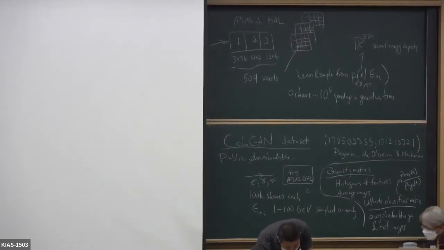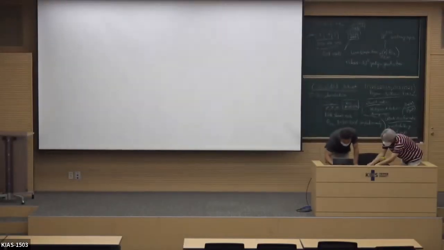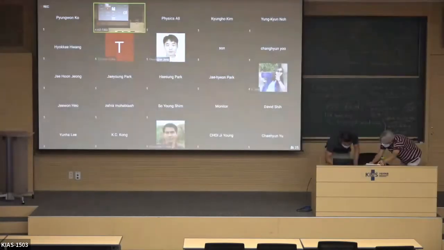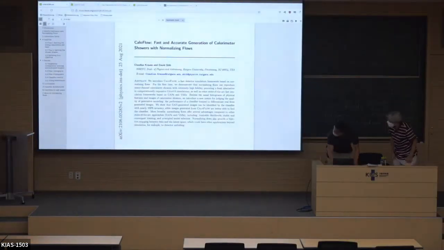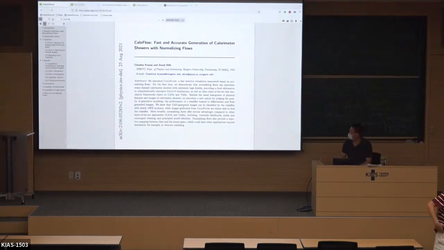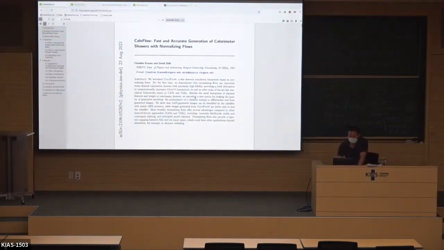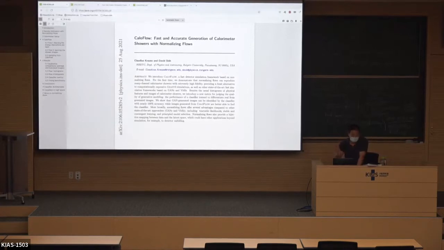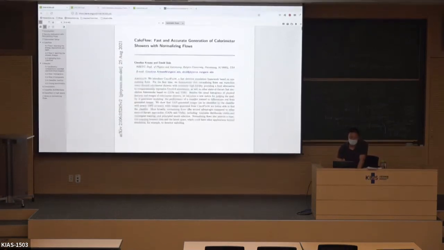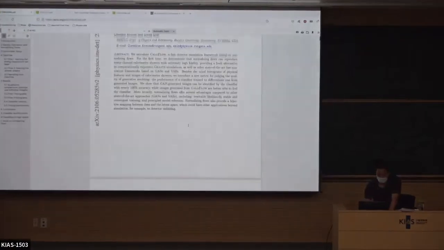Wait, that's not the right screen. Oh, that's there. Great. Okay, so this is the work we did pretty recently with Claudius, where we fit basically this math that I was telling about yesterday. We fit a math to the CalOGAN data set.